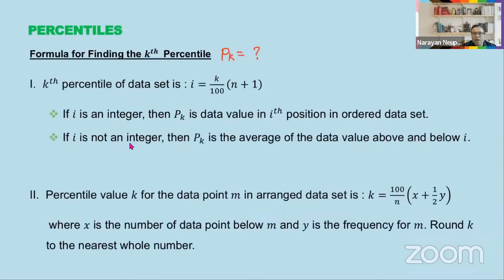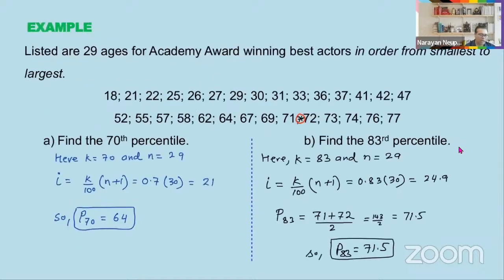So that was the meaning of this second sentence here. If i is not an integer, or is a decimal, then the percentile value Pk is the average of the data values above and below i. Okay, any question on this example, both part A and B?